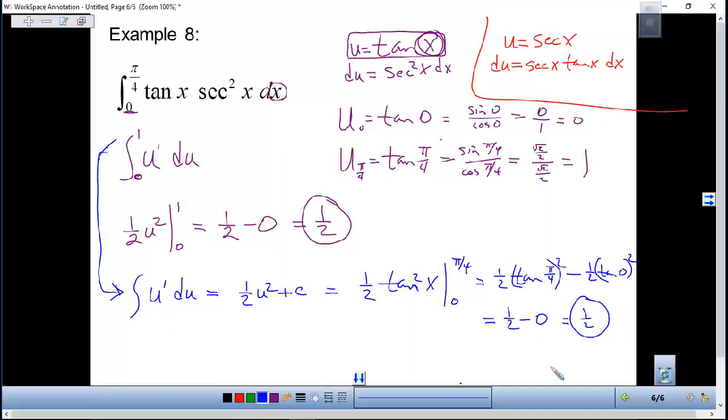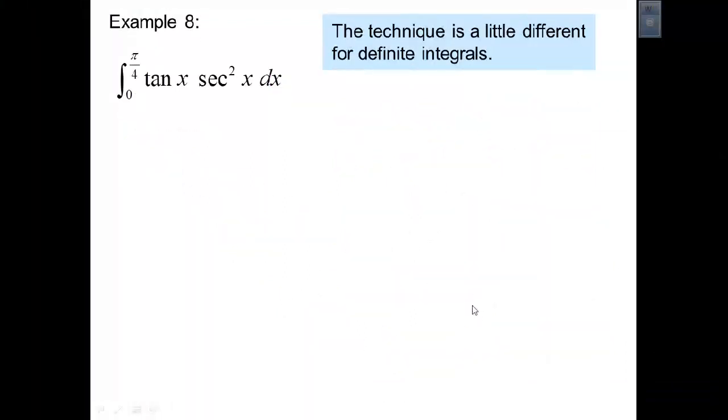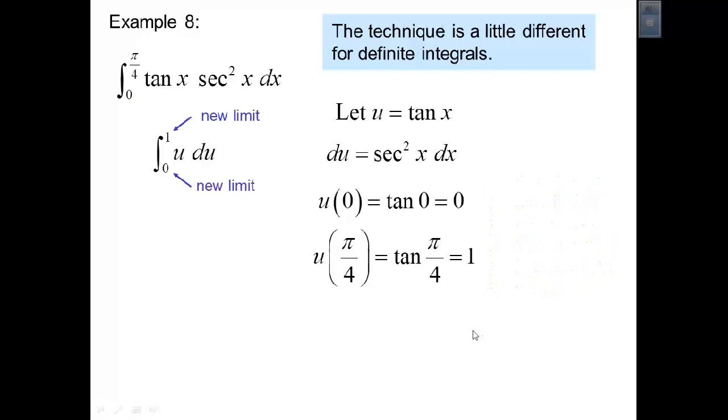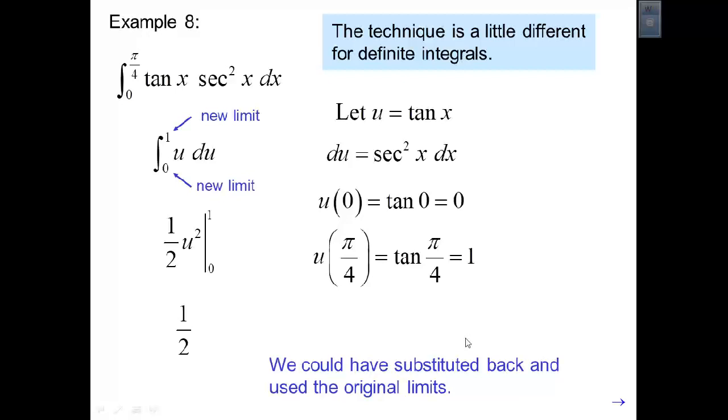Now, one thing, let's go back. All right, so here's the one where we actually find the new bounds based on u. It's not that much difference in the amount of work. You're going to have to evaluate them at these values anyway, whether you plug it back in or whatever. So it's about the same amount of work either way.